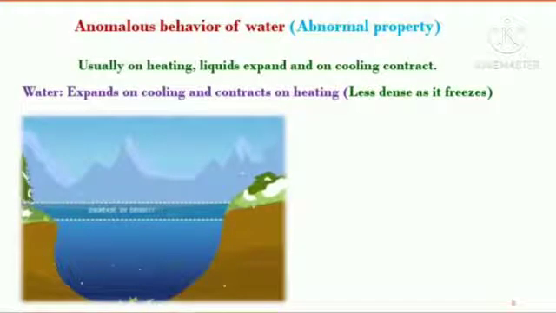Now, what is the anomalous behavior of water? The effect of heat on water is somewhat different from that for other liquids, and this is called the anomalous behavior of water. Usually on heating liquids expand and on cooling they contract, but water expands on cooling and contracts on heating. This is called the anomalous behavior of water.